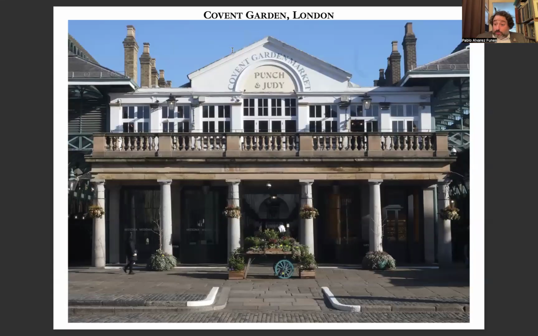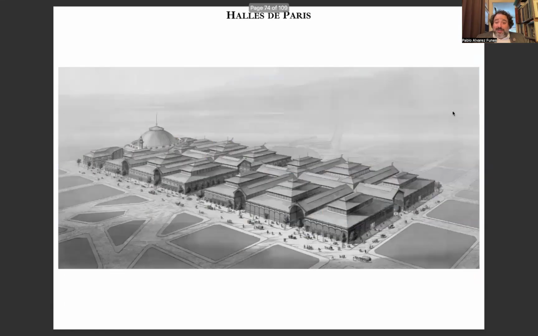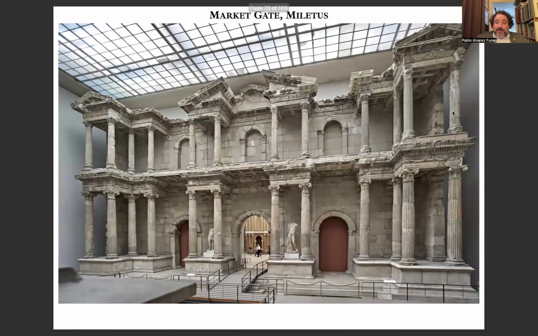Or what do you do again? What do we do with Covent Garden? Is it Greek revival? But Greek revival doesn't have balusters. Is it Georgian? Yeah, but Georgian doesn't have Greek Doric columns. Or is it cast iron? Well, cast iron could be anything, because cast iron refers to the material and not the style. Or this one, how do you define this?